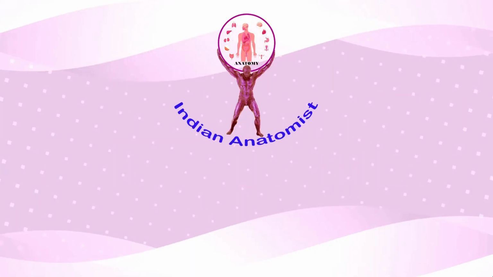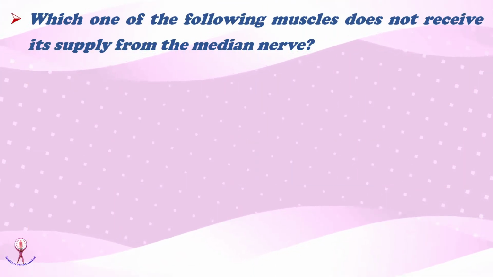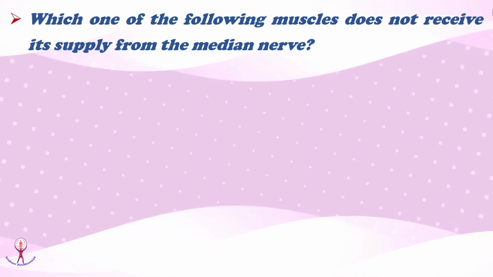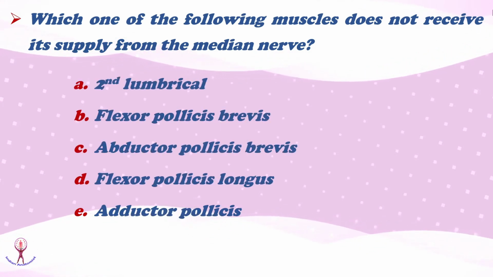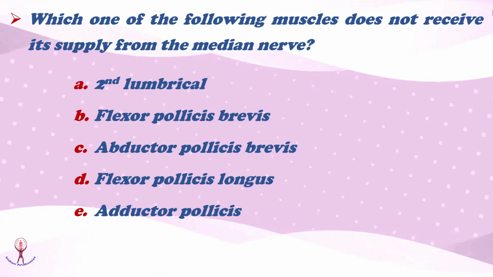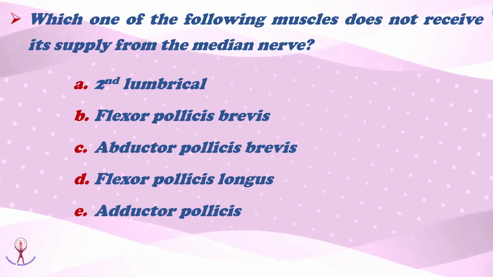Today, we are going to discuss a topic from upper limb. Which one of the following muscles does not receive its supply from the median nerve? The choices are A. Second lumbrical, B. Flexor pollicis brevis, C. Abductor pollicis brevis, D. Flexor pollicis longus, and E. Adductor pollicis. First, we'll talk about the 5 choices before you make your final decision, so stay tuned.